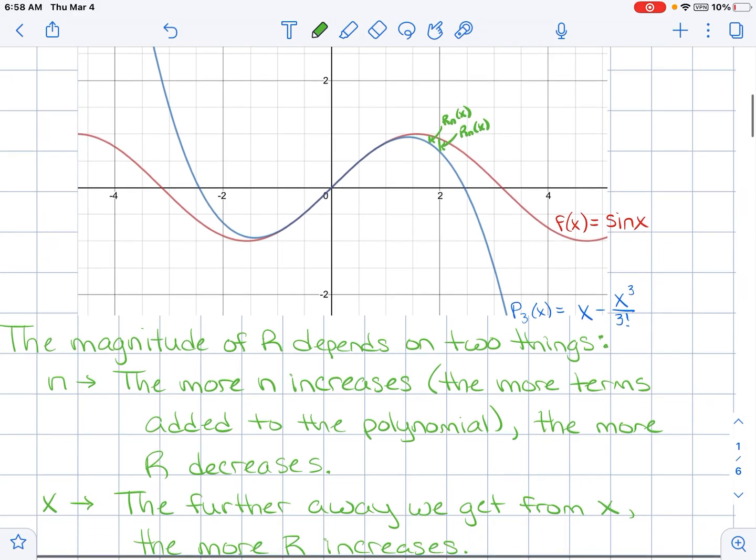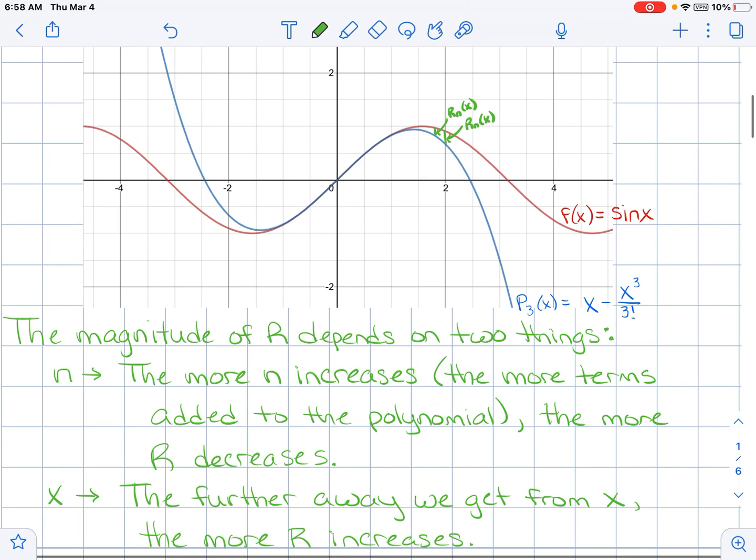The other thing I have to think about is x. The further away we get from the center, the more R increases. So if I were to use this Maclaurin polynomial, which is centered around 0, and plug in 2, I'm much further away from that center point of 0 than I should be to get a good approximation. So the farther away I get when I plug in values, like 2, if I were to plug in 3 is even farther away from my center point of 0, my remainder is going to be even bigger. In other words, it's not a good estimation.